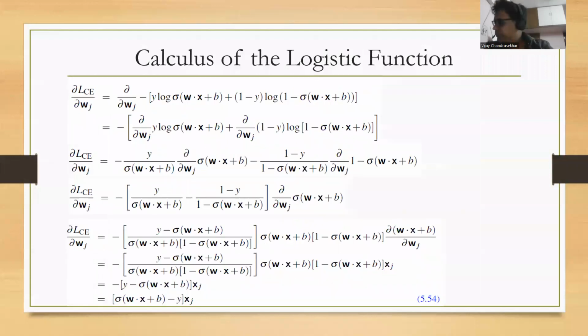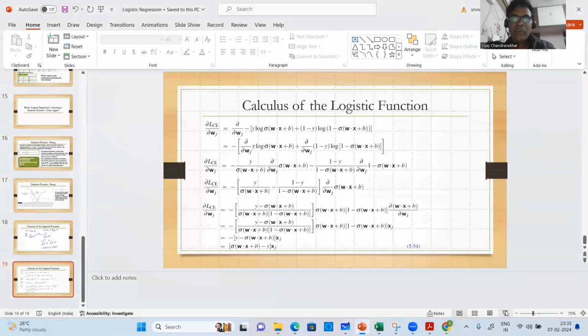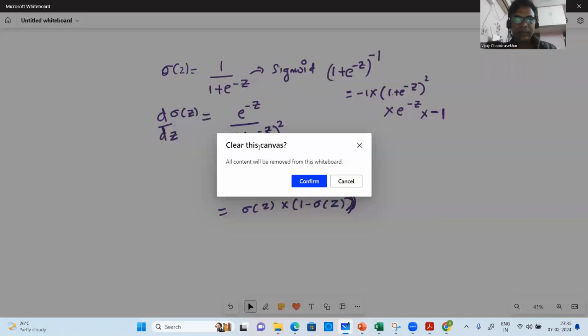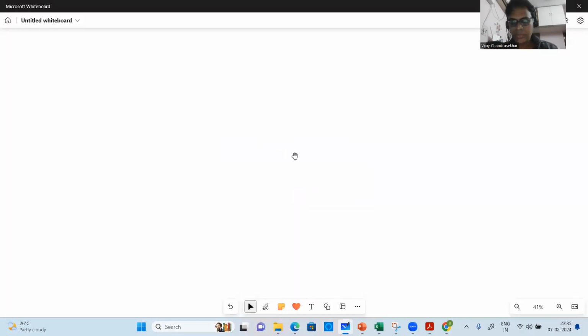Okay, now, before we do all this, let's do something. Let's do this. So if I have sigma z is a function, z is equal to, let's say, w1 x1 plus w2 x2 plus so on and so forth.